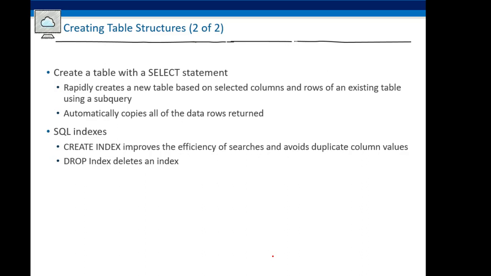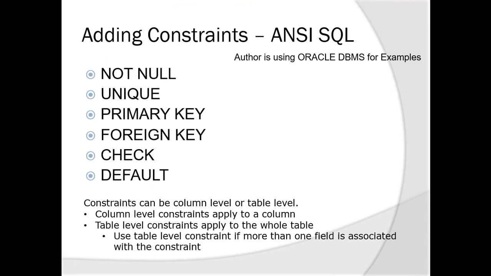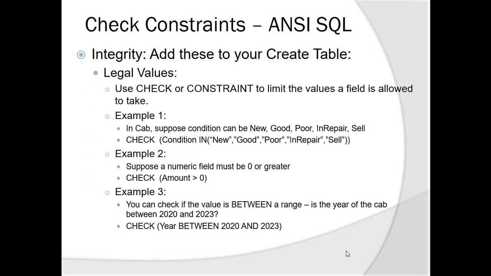Other DDL could be creating an index or dropping an index or dropping a table. So we'll take a look at those also. Once again, those constraints are not null or unique, primary key, foreign key, check, and default. The author is using the Oracle database, and unfortunately, some of these don't work in Access. But I want you to know this for quizzes, etc.